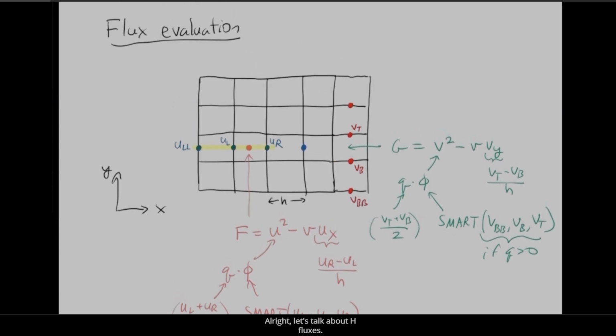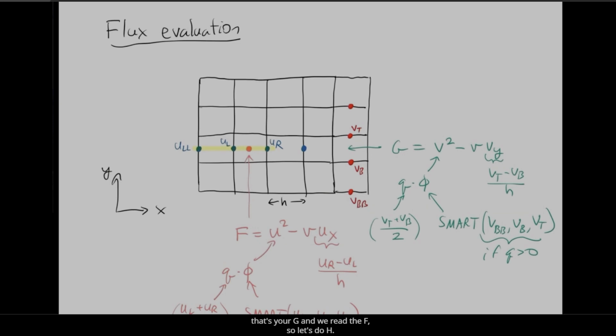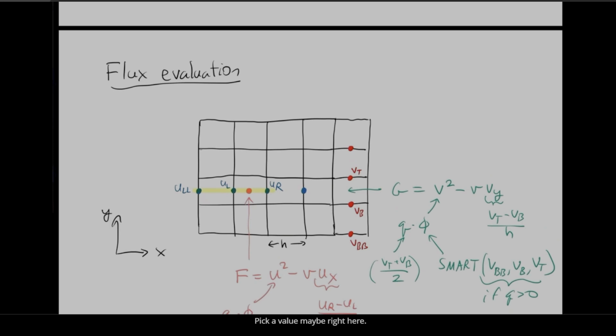All right, let's talk about H fluxes. So that's your G, and we did F, so let's do H. And let's talk about HX. Pick a value maybe right here. So this guy right here is going to be HX. That's the transport of X momentum in the Y direction, so it's a cross flux. So it's V times U minus nu du dy.